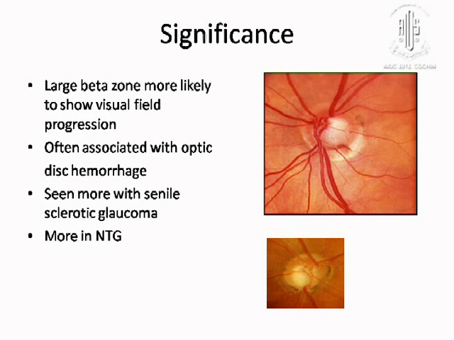The significance, as mentioned in this slide, is that a larger beta zone will tend to have a disc hemorrhage, and you can see the focal beta zone here, a corresponding disc hemorrhage, and this will show us visual field progression. It is often associated with a disc hemorrhage, like I said, more in NTG again, and more with senile sclerotic glaucoma. So the combined message from what I've shown you till now is that both disc hemorrhages and beta zone tend to be more with NTG, and these are subtle signs to look for in a patient who is having normal pressures.